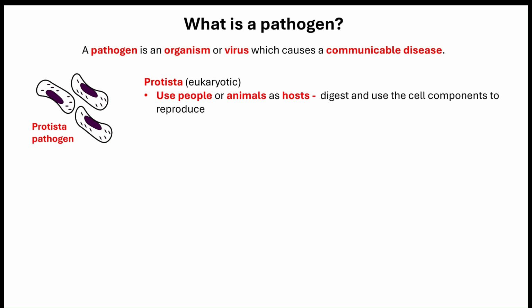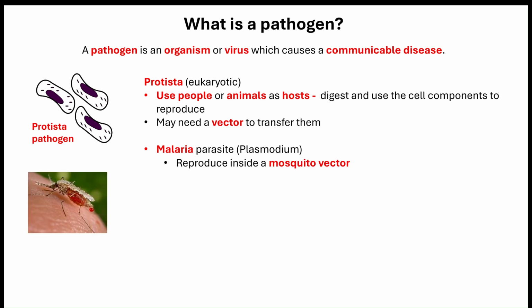Now, with the Protista, they actually use people or animals as hosts. They're the ones that are going to digest and use the cell components to reproduce, and they may need a vector to transfer them. So it's important to note that the malarial parasite is one that you need to know. So this is Plasmodium. The malarial parasite reproduces inside a mosquito vector. And it's an interesting one because it needs the female mosquito, the Anopheles mosquito, to be able to reproduce.